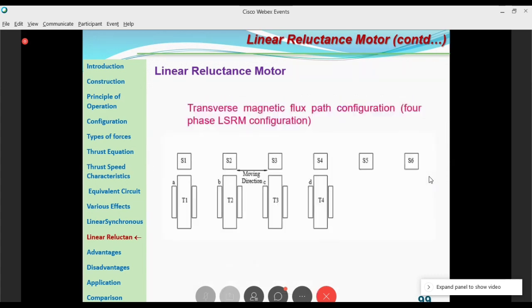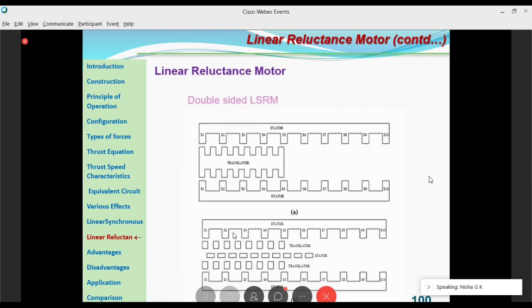displacement. And in the transverse magnetic flux path configuration, you can see there will be a moving direction. So the switching positions are provided, and if you are having the maximum inductance or the minimum reluctance position, the thrust will be developed, and you can have the action. So in the double-sided linear switched reluctance motor, you are having a stator, and here also you are having a stator, and this is the translator part or the secondary part. You are having the translator part between the two stators.